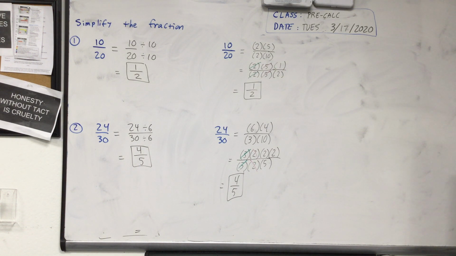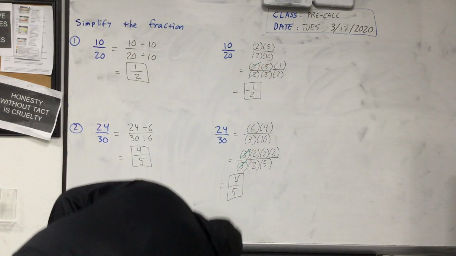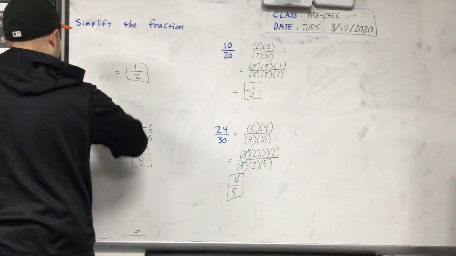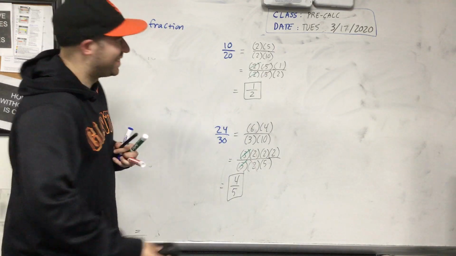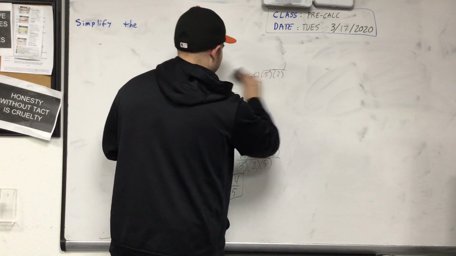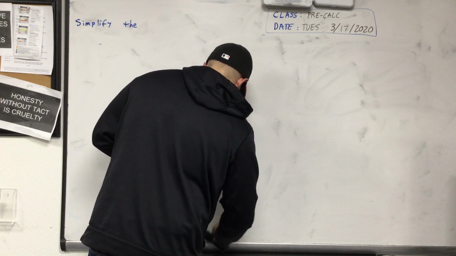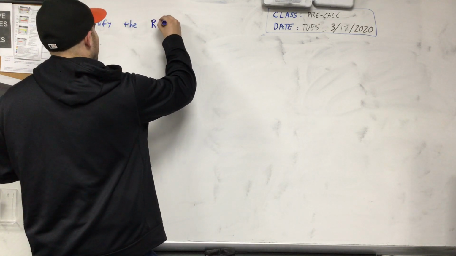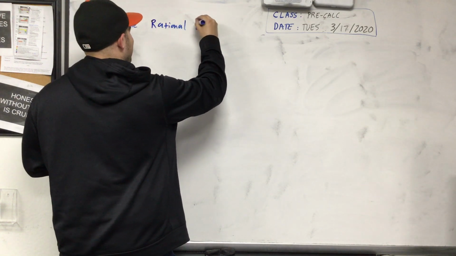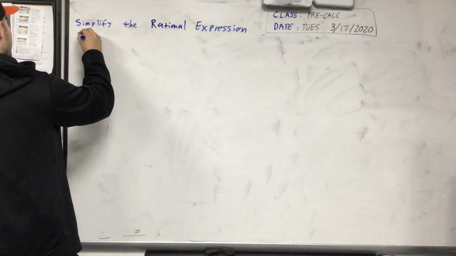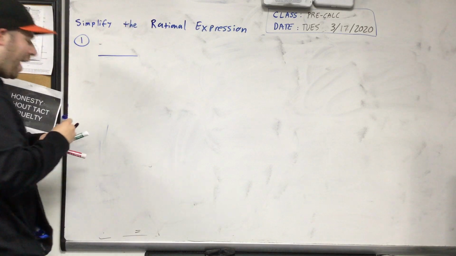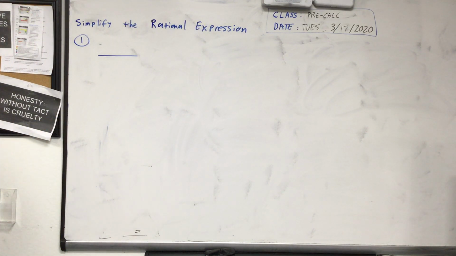All right, so now let's go back to a topic that we saw in Algebra 2, where we're simplifying a rational expression. So simplify, not the fraction, but a rational expression, which is a fancy way of saying a fraction with x in it. Okay? Simplify the rational expression. Okay? So the key to doing this is to factor the top and factor the bottom and simplify the prime factors.